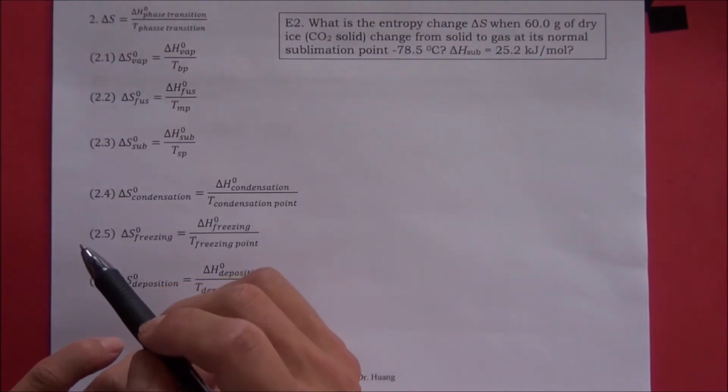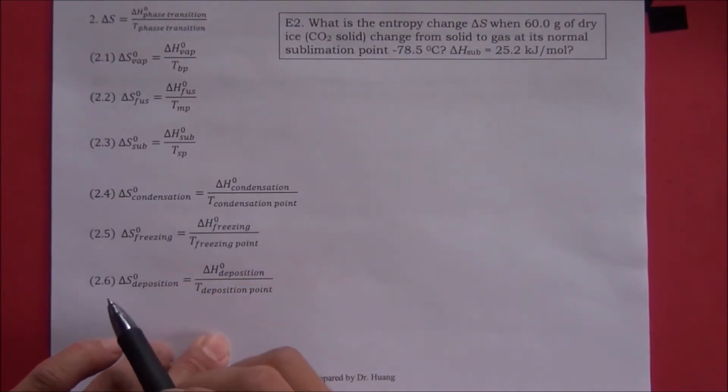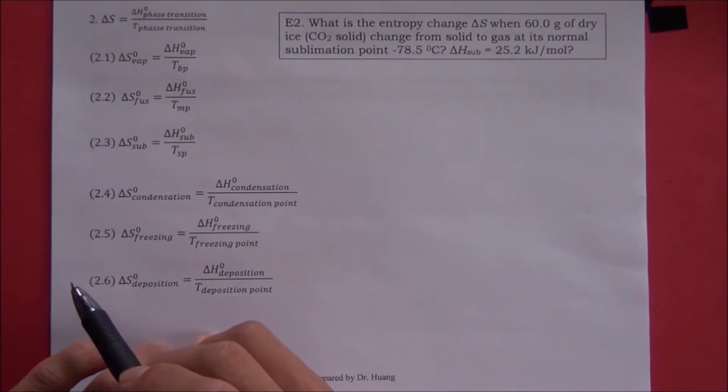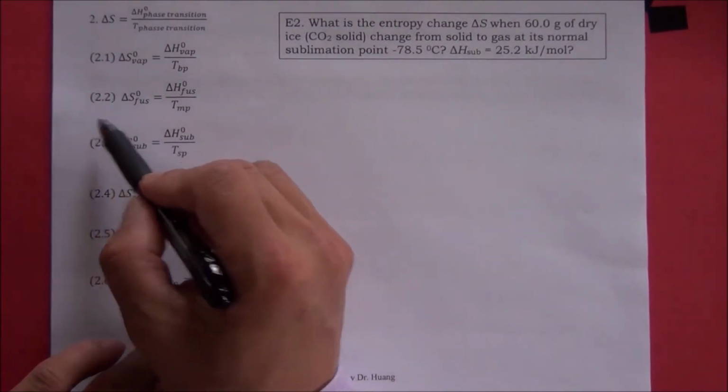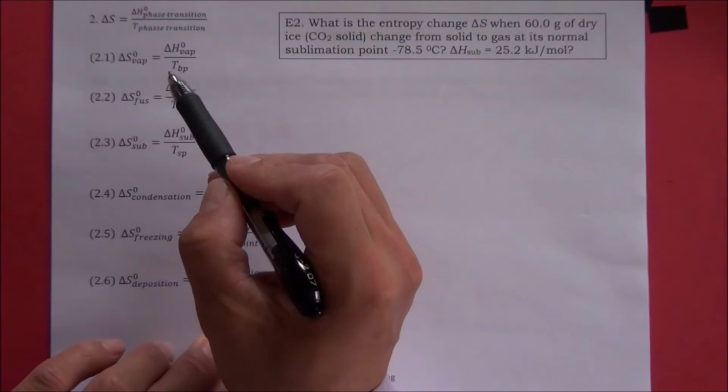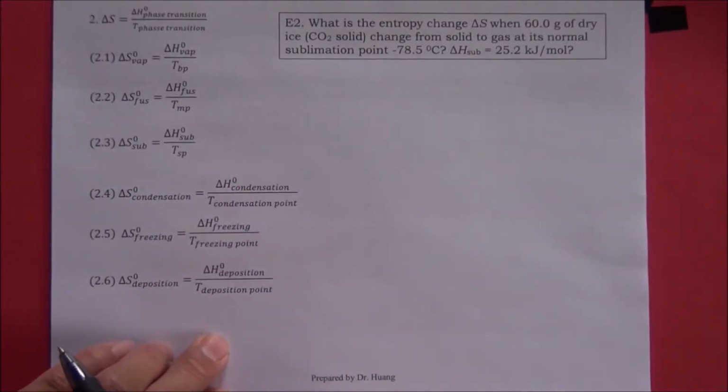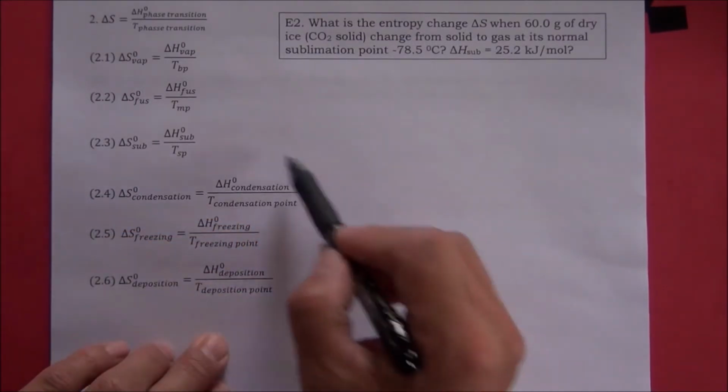For example, if you want to calculate the entropy change during a phase transition from a solid to a liquid, you use equation 2.2. If you want to calculate the entropy change during a phase transition from a gas into a liquid, you choose equation 2.4.